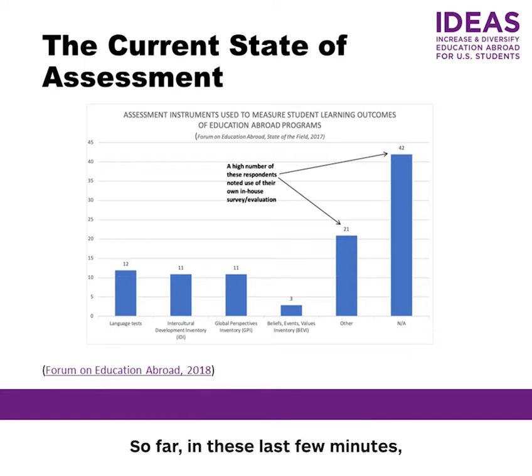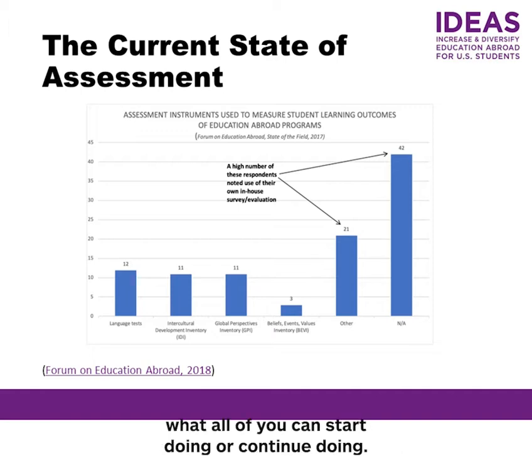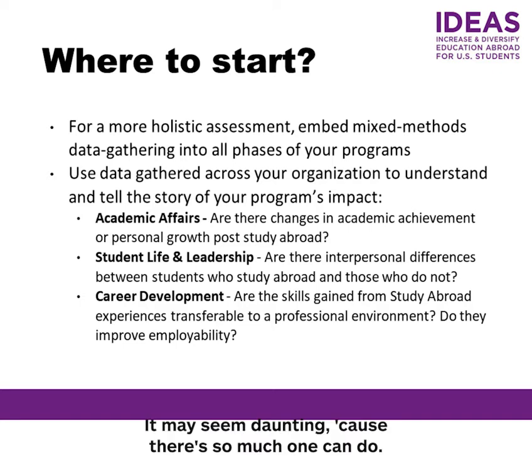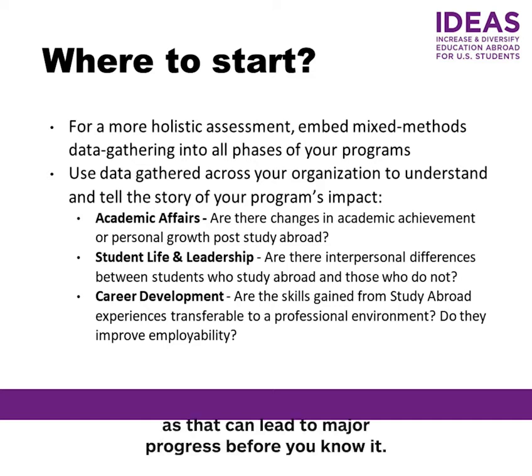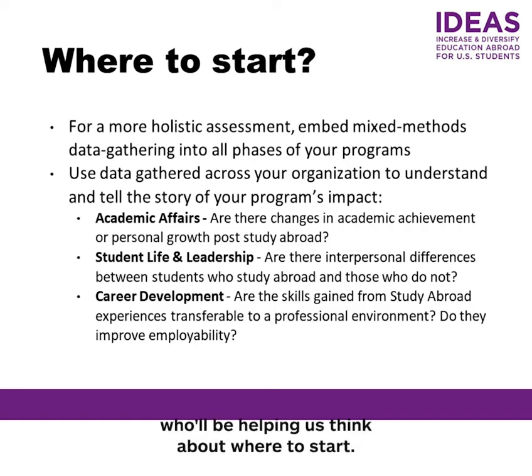So far, in these last few minutes, we've been sharing thoughts on what we mean by student learning outcomes, why you should consider measuring them, and what are some of the general trends across the country to assess student learning outcomes. Now we'd like to start exploring what all of you can start doing or continue doing. It may seem daunting because there's so much one can do. So I would advise you to keep it simple, start with small steps, as that can lead to major progress before you know it. So I'm turning this back over to Gabe, who'll be helping us think about where to start.